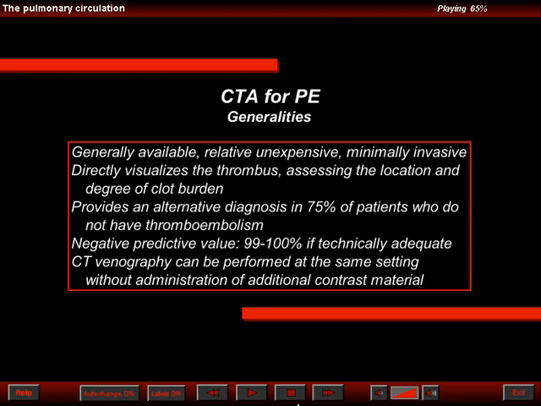A negative predictive value is 99 to 100% if technically adequate. CT venography can be performed at the same setting without administration of additional contrast material. Therefore, we will be able to make the diagnosis, but also to establish the site of origin of the emboli.